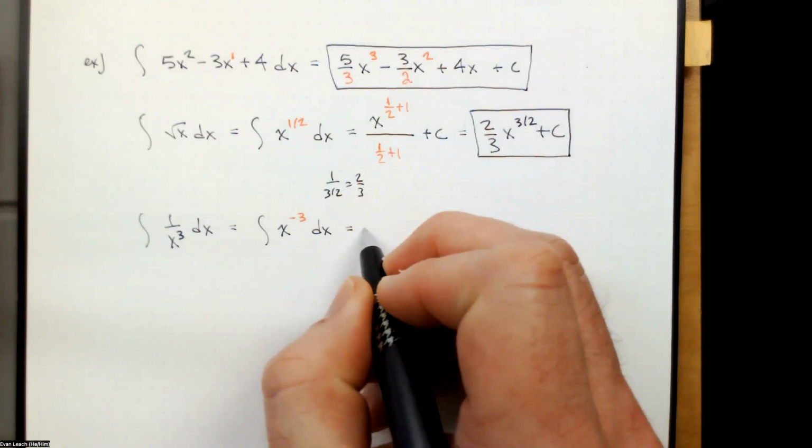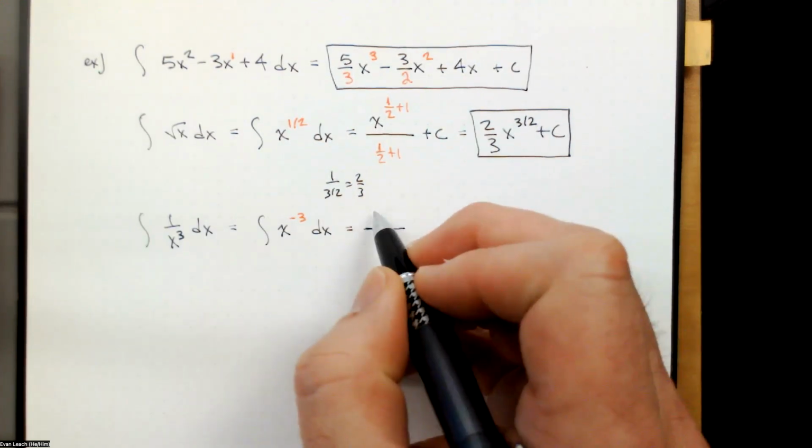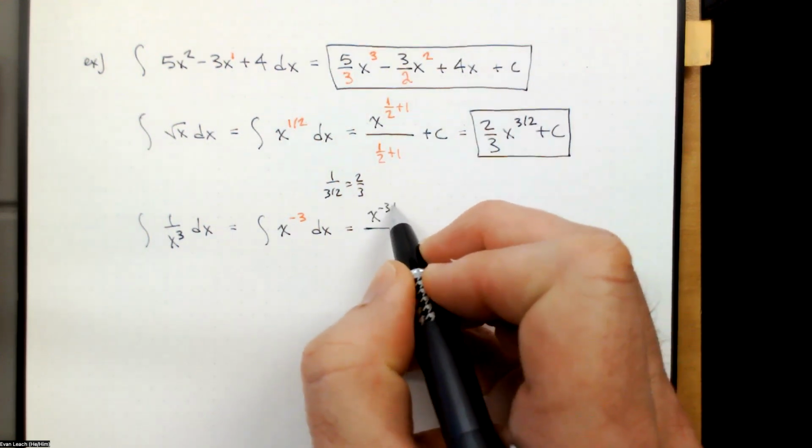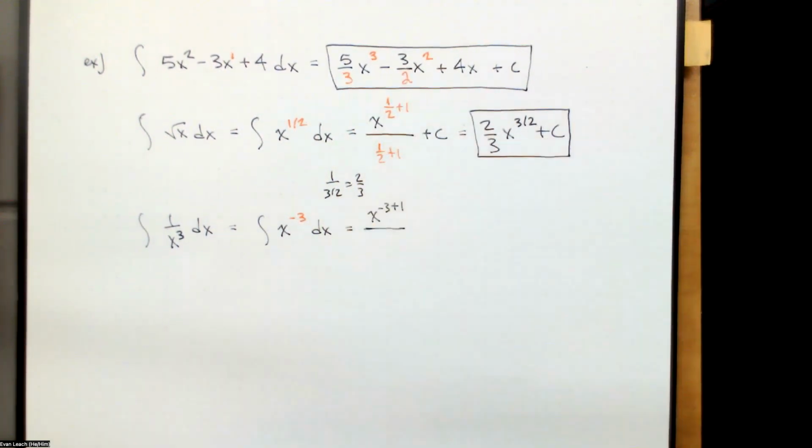So what do we got? What's negative? What are we supposed to do? Add one to the exponent. I was even looking at this when I wrote -1.